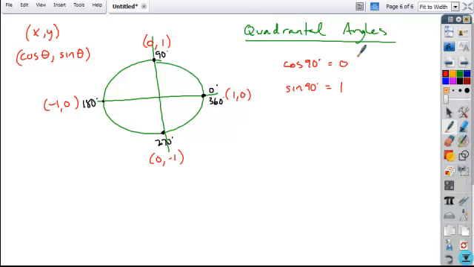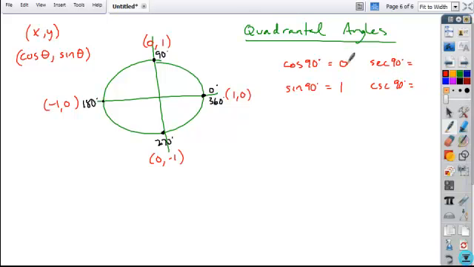Okay, so we can also find the reciprocal functions for these. So the reciprocal of cosine is secant. Remember, they don't start with the same letter. And the reciprocal for sine is cosecant. Again, they don't start with the same letter.